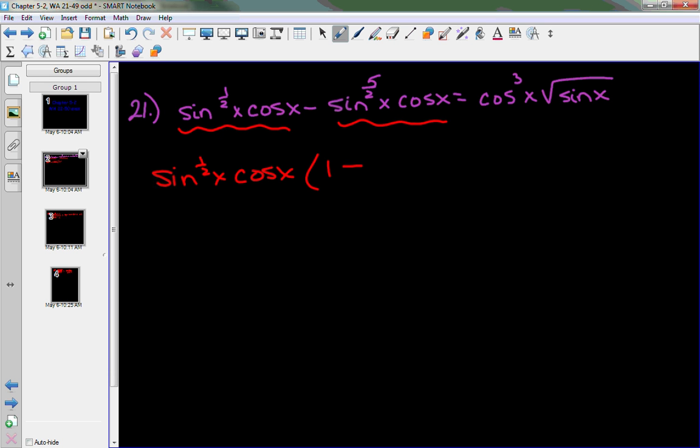1 minus sine of 4 over 2. 4 over 2. Good. Colton, you're on it. You took a smart pill this morning. No, it's the glasses.